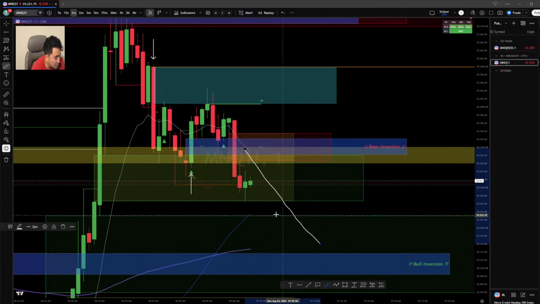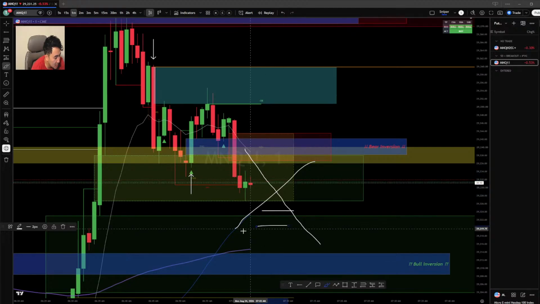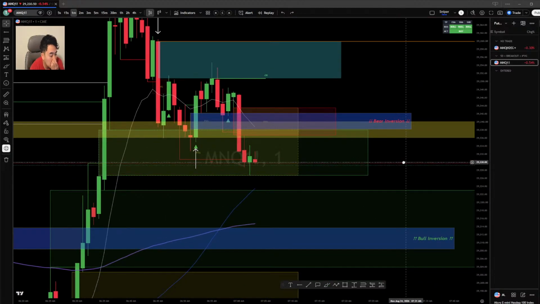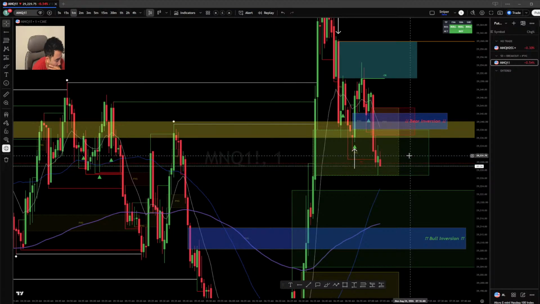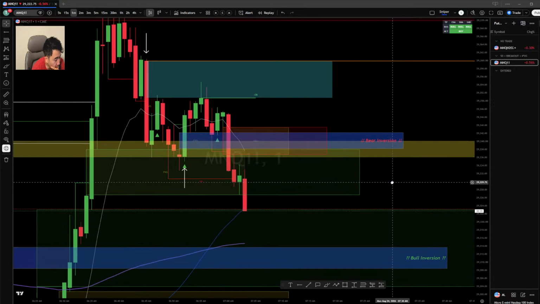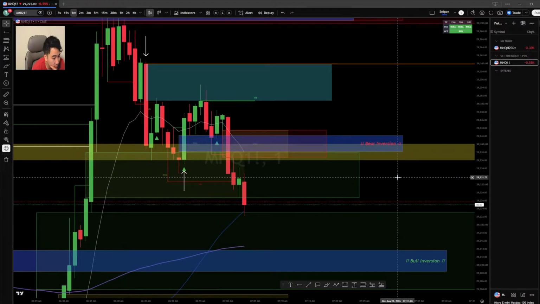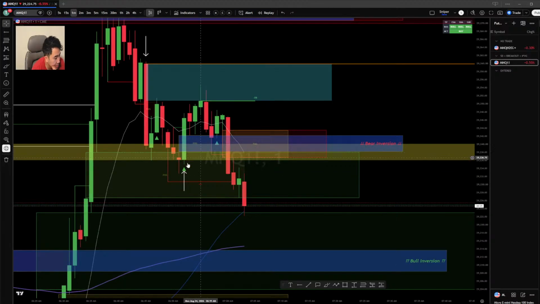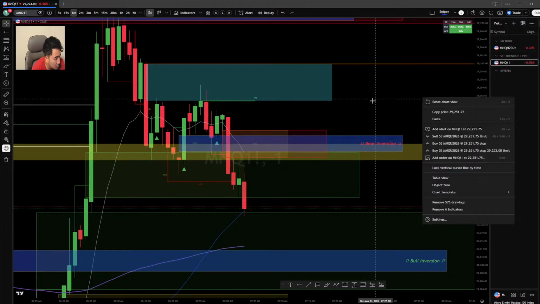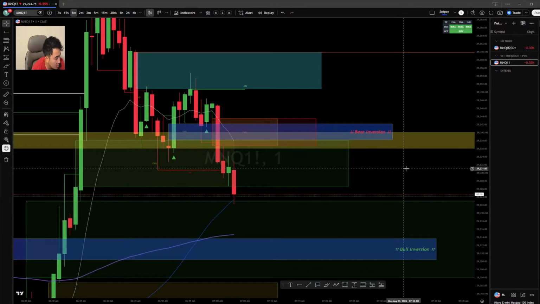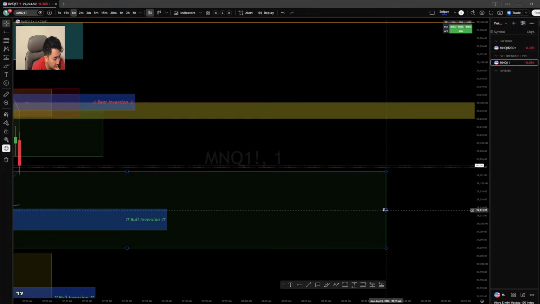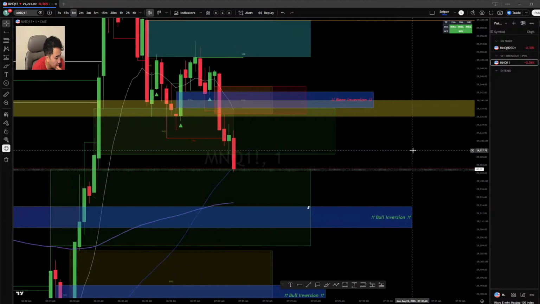Until I get this 13 EMA to cross over this 50 SMA and we trade below it, that's where I'll take a short, just so my confluences line up more. Just a 5-minute gap over here.